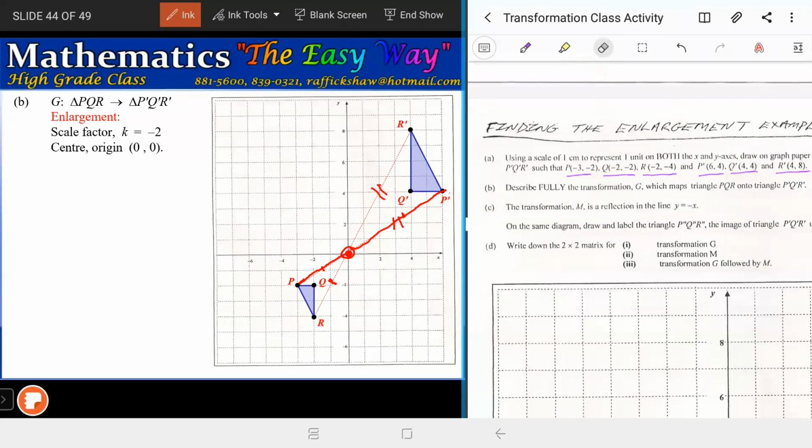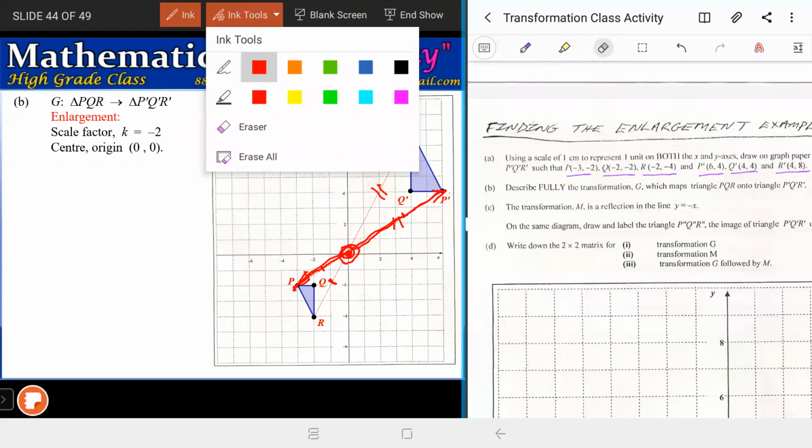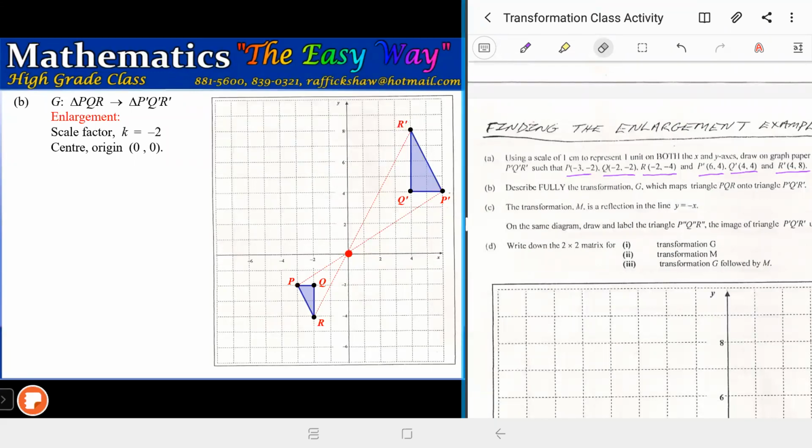So remember, the scale factor also doubles the distance from the center because it is 2 and it is in the opposite direction. So this way is inverted now to that way and also doubled. All right. So everybody seeing all of that? But that's in the description. So we basically have completed the first part.